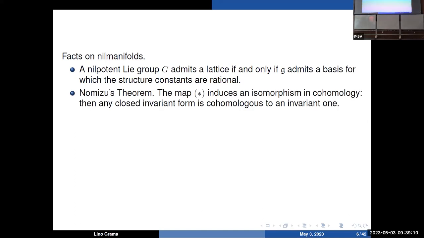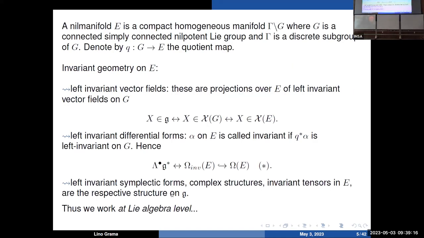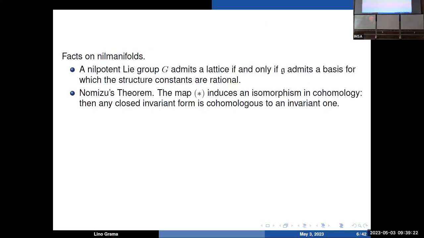And that is a very well-known theorem, Nomizu's theorem. And this map here, the star, this induces an isomorphism in cohomology. And I can choose a closed invariant form cohomologous to it, and you pick some invariant representative in each cohomology class.